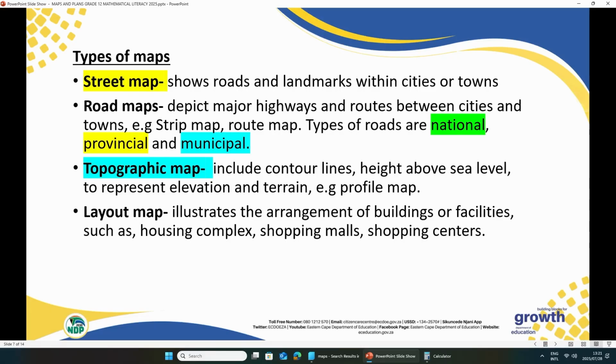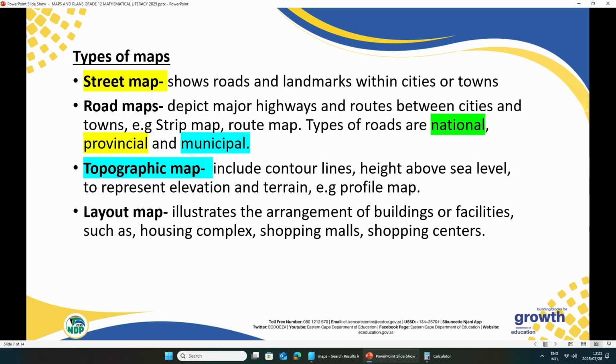Now let's go on to the types of maps. I've tried to group them here. Remember, we have so many types of maps, but some can be grouped under one. We have street map. This shows the roads and landmarks within cities or towns. Mostly it shows the streets and roads in city locations, suburbs. Road maps depict the major highways and routes between cities and towns. E.g., we have street map, we have route map.